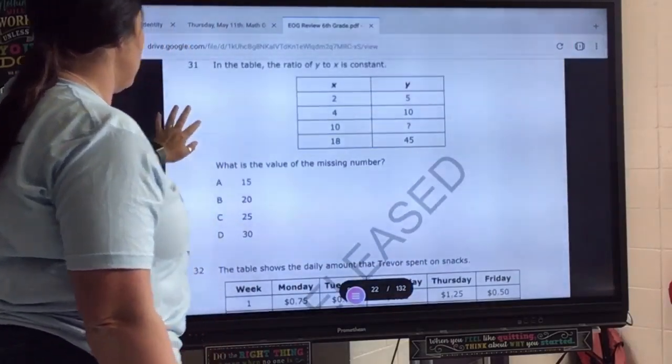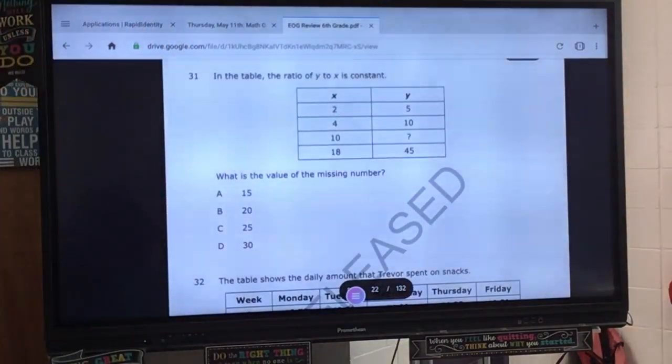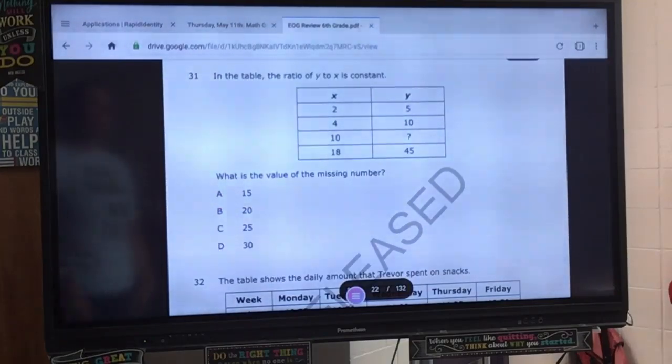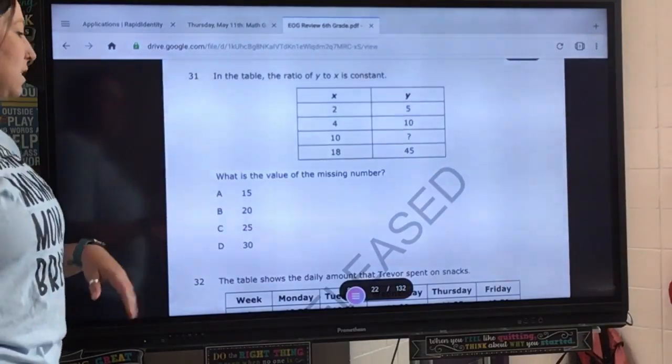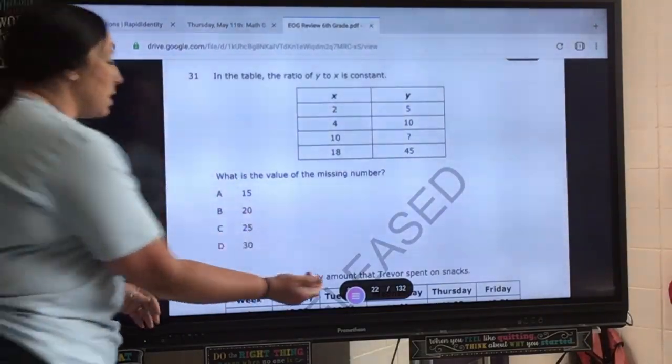Alright, go to 31. 31 is our next one. Alright, so 31, this is what kind of table? Before you even get started, what kind of table is this? I was gonna say a ratio table. It's a ratio table. Yeah, it's a ratio table. So it says in the table, the ratio of y to x is consistent. What is the value of the missing number?